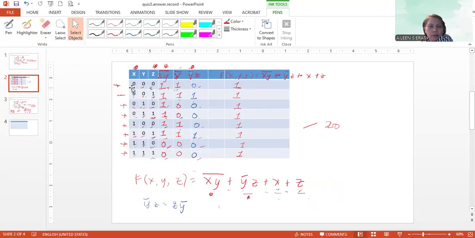Okay, this one, 0 and 0 is equal to 0, not 0 is equal to 1. Like this one here, 0 and 1 is equal to 0, not 0 is equal to 1. Right?